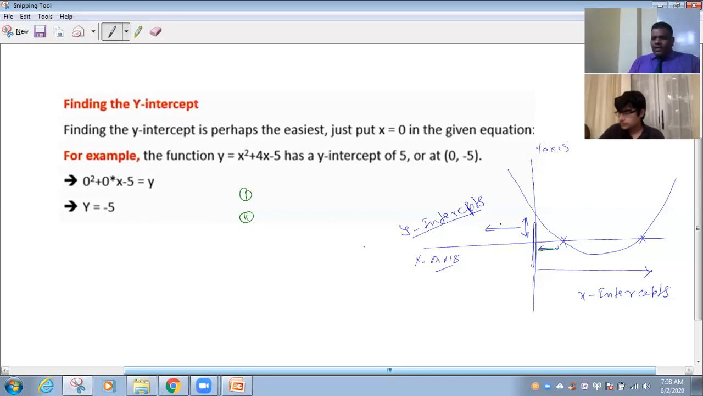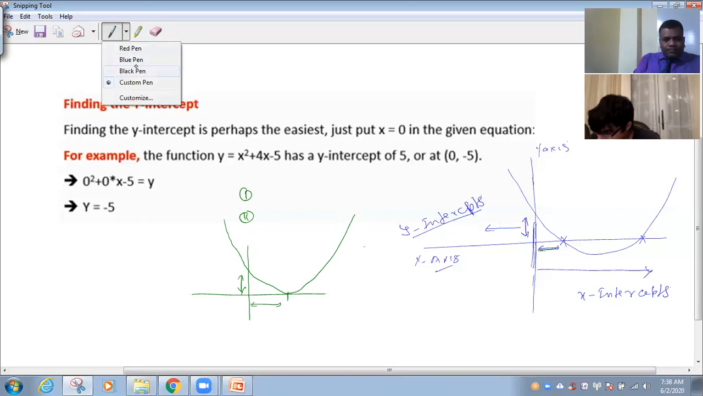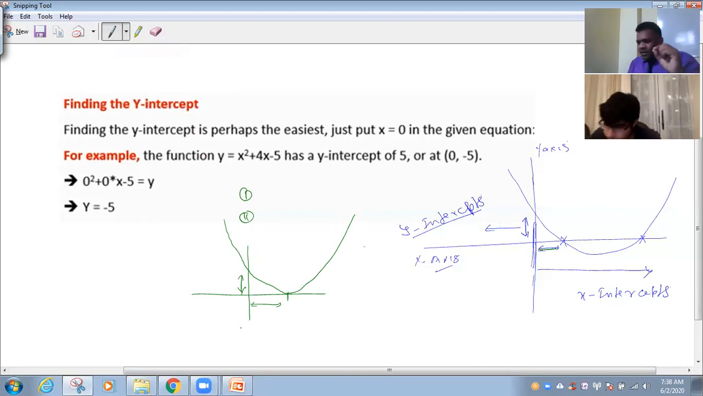There is a possibility that a parabola will have only one x-intercept and only one y-intercept. How? I will show you. If you see now, this parabola has only one x-intercept and only one y-intercept. There is also a chance that a parabola may have 0 x-intercepts and 1 y-intercept.